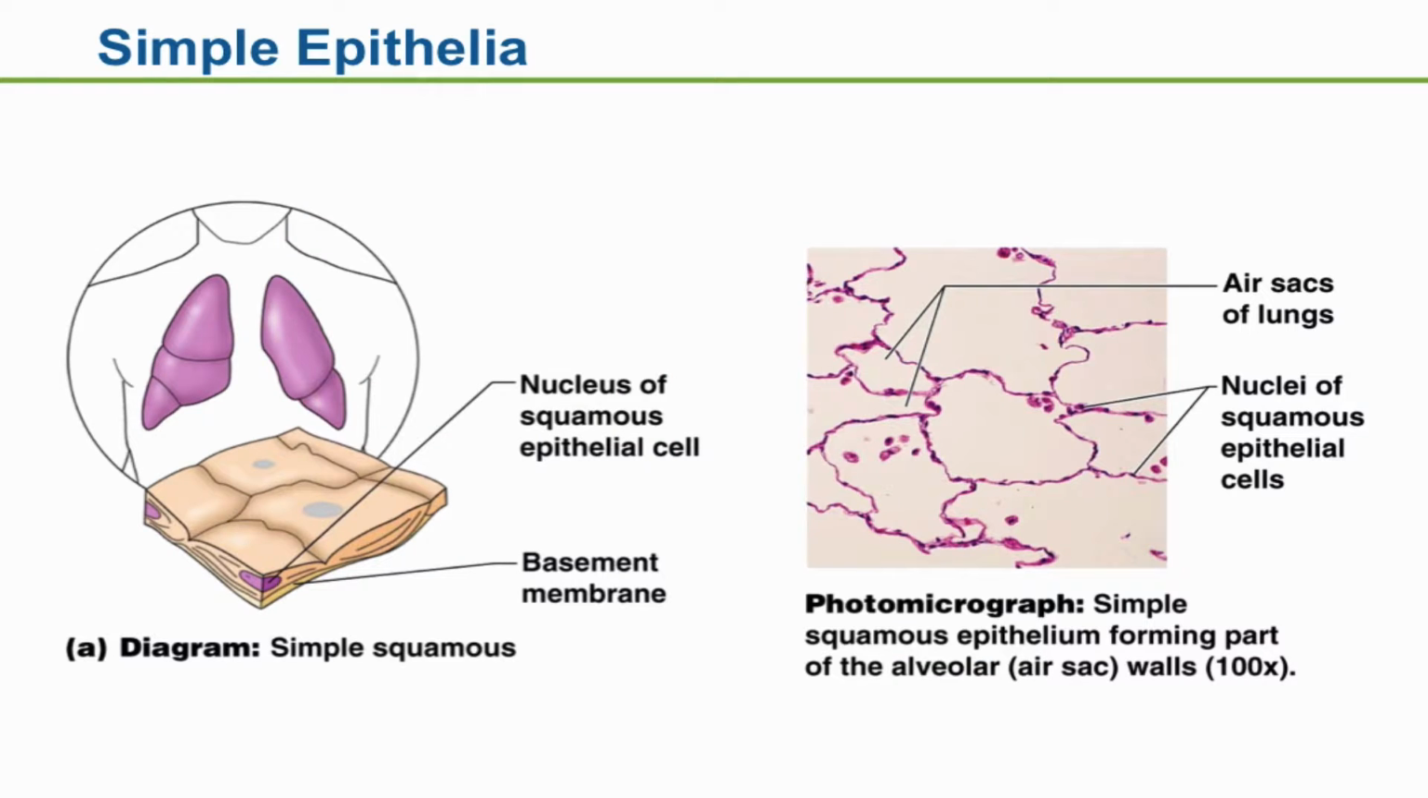So here's a picture of simple squamous epithelium. Okay, so this right here, we have the basement membrane down below. We have the apical surface up above. So an example would be the air sacs of the lungs have simple squamous epithelia.